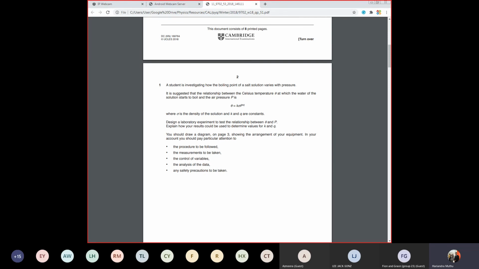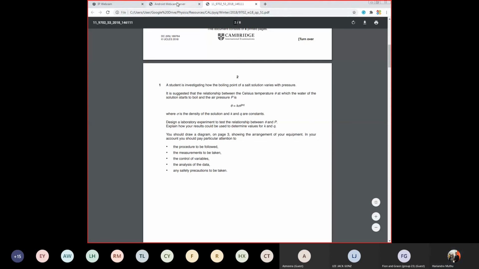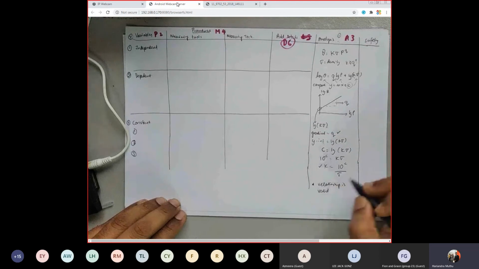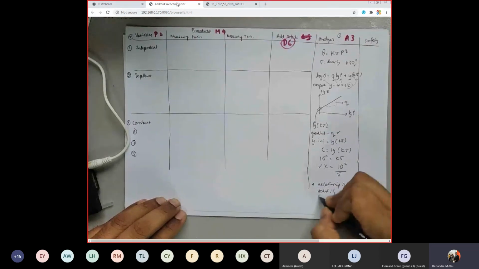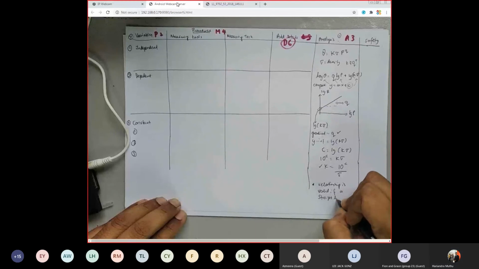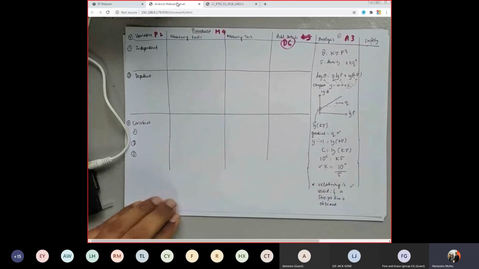So relationship is valid. Okay. Relationship is valid if a straight line is obtained, right? So this is a statement that you have to write under the analysis, where it shows that if the above graph is obtained, then that particular experiment can be verified.